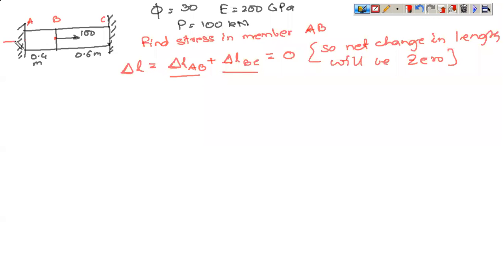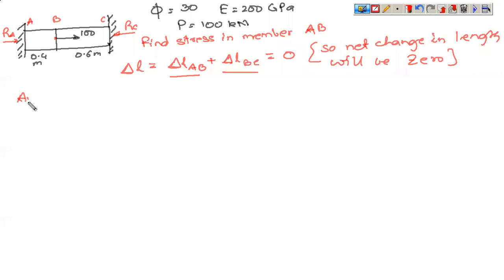So if you want to quantify those reactions, this is the reaction offered by A and this is the reaction offered by C. The direction of the reactions is arbitrary. You can choose anything. If your answer comes out to be negative, that means your chosen direction was wrong. But if the value remains positive, that means you are going ahead with the correct direction.